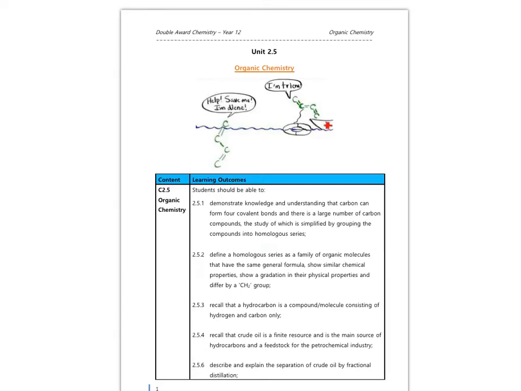So this video is going to take you through the next part of this topic, organic chemistry. We're going to be looking at alkenes and their chemistry, and so that's starting from point 2.5.12 on the specification, and we're going to be starting on page 23.